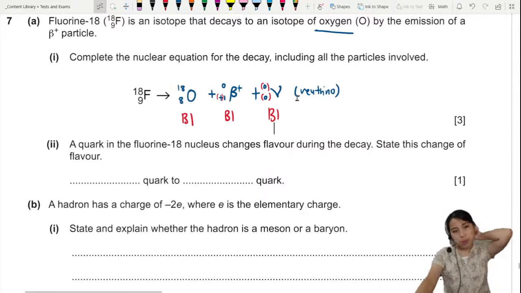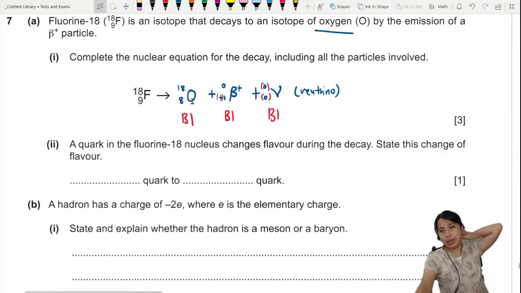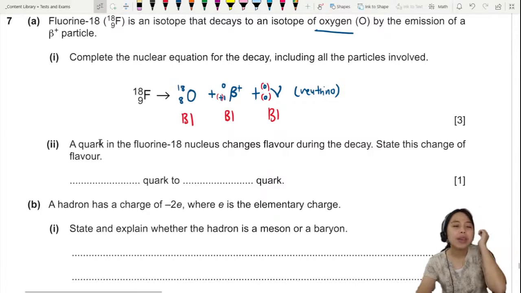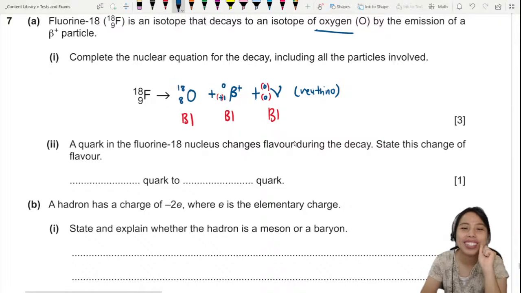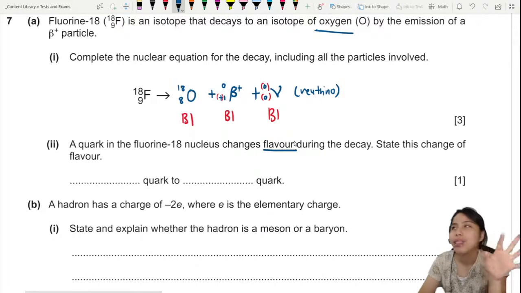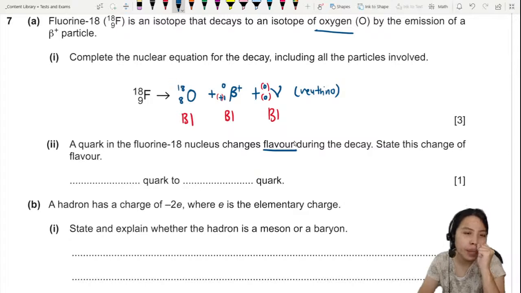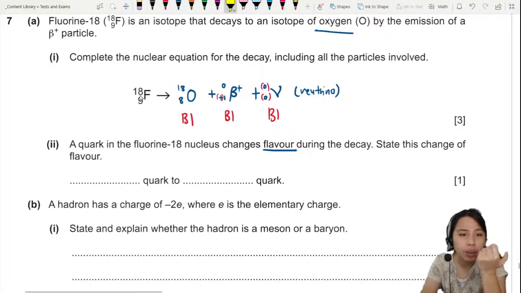So how can this fluorine suddenly become oxygen? It's because in this fluorine nucleus, a quark changes flavor. Oh, I like this physics term. It changes flavor during the decay. What is this change of flavor? So you notice what's different between the fluorine and oxygen?